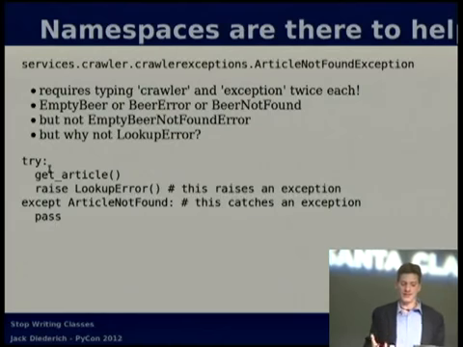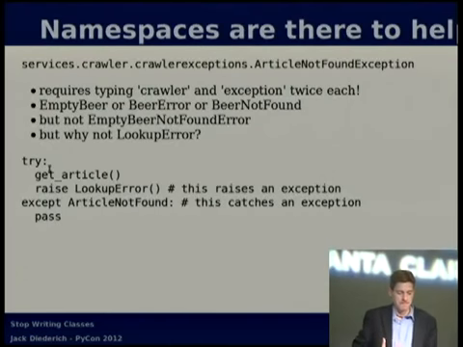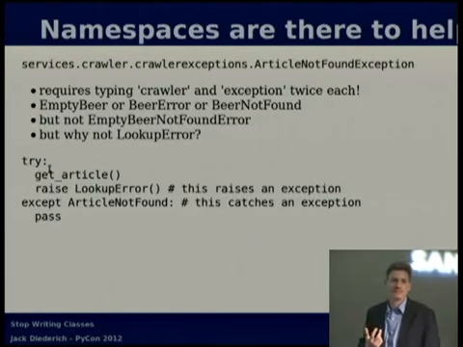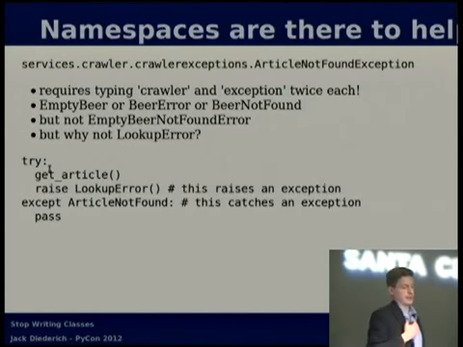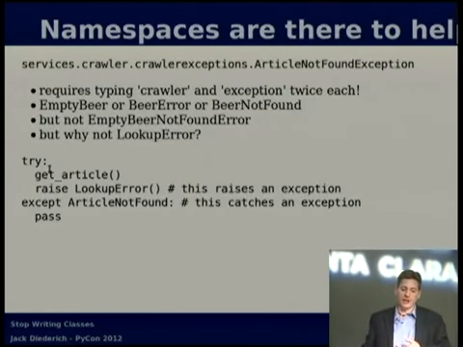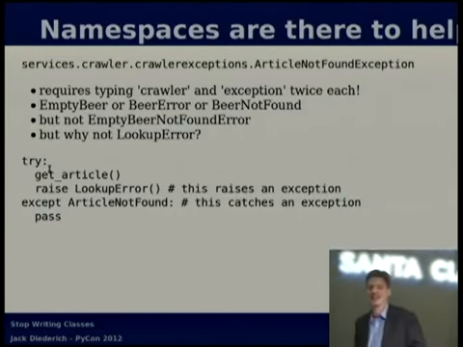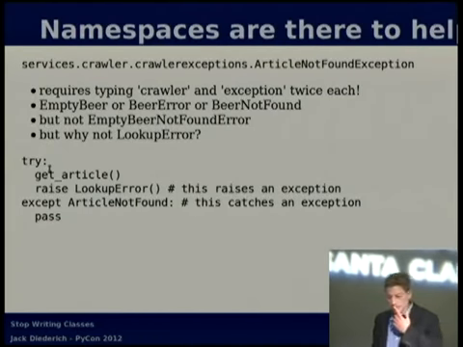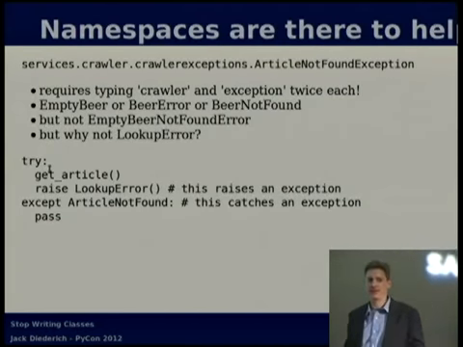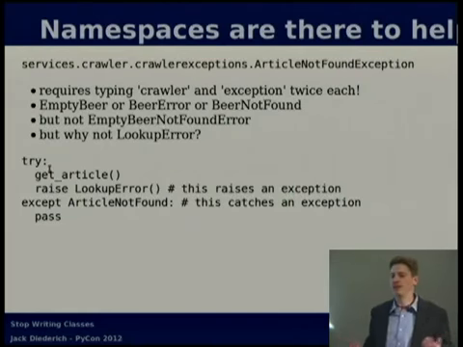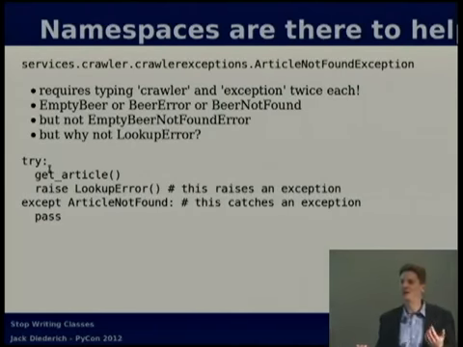The name itself, article not found exception, is repeating itself. It's unnecessary. So when you're naming exceptions, you can call it empty beer, beer error, beer not found, but beer not found error is excessive. You can just use standard library exceptions. People understand them. Unless you want to catch a very specific condition, lookup error is just as good as anything else. You know, if you get an email with a traceback in it, you're going to have to go read it anyway, and it doesn't really matter what the exception was named.